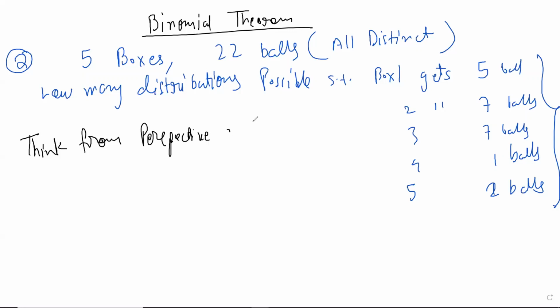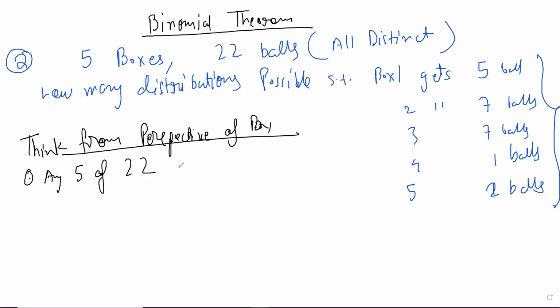Perspective of box. This time I have to think inside the box. So any of 5 out of 22 can be chosen for box 1. Okay, so can anyone else tell me what this number should be? Choosing 5 from 22 for box 1. Can anyone else tell me this? Because I'm sure Soham knows this.